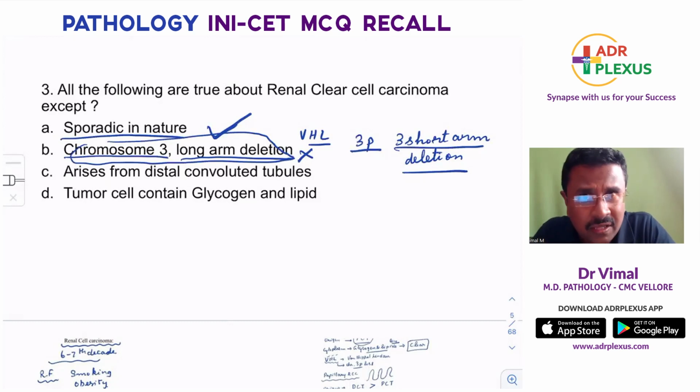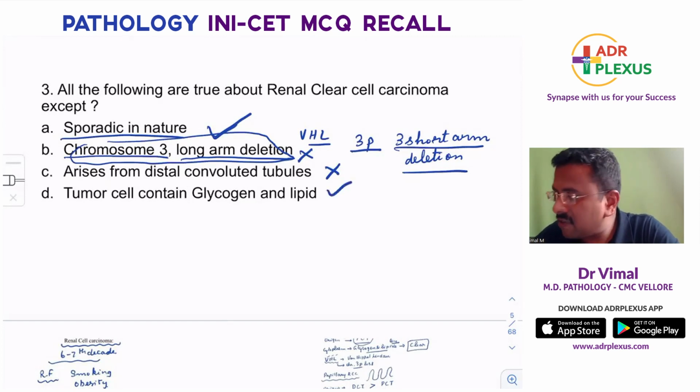And we were quite sure that the third option, which said it arises from the distal convoluted tubule, is obviously also a wrong answer. And why was the name clear cell given to this carcinoma? Because its cytoplasm is clear. We have read in our workbook-based teaching that any cell which is clear must contain either glycogen or lipid. So you can see this option, that the tumor cells in renal clear cell carcinoma contain glycogen and lipid, is a correct option.